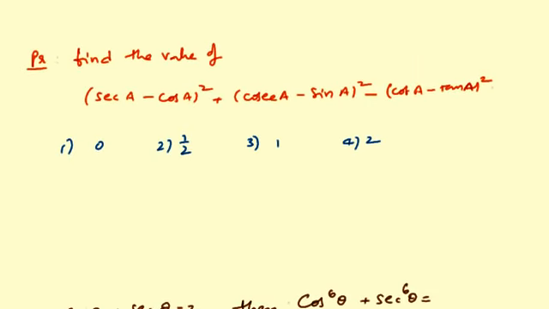So sometimes the problem is given like this: find the value of secant a minus cos a, whole square, plus cosecant a minus sin a, whole square, minus cot a minus tan a, whole square.